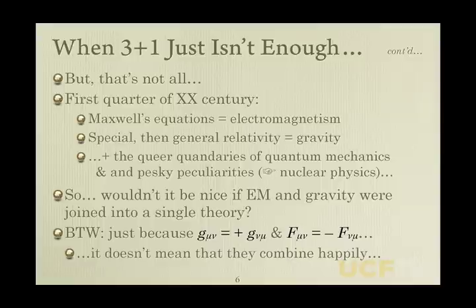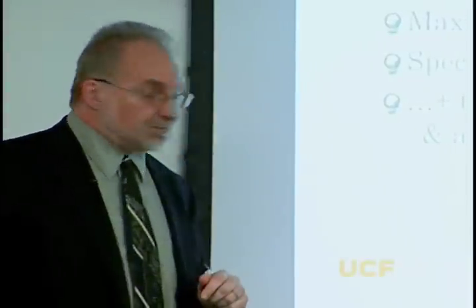There were also some other queer quandaries about quantum mechanics and some pesky peculiarities that people started noticing, but which was still far away from a good description of what we nowadays call nuclear physics. Remember, we're talking about 1920, 1925, maybe 1926. So the idea was, well, can we somehow put these two things together?